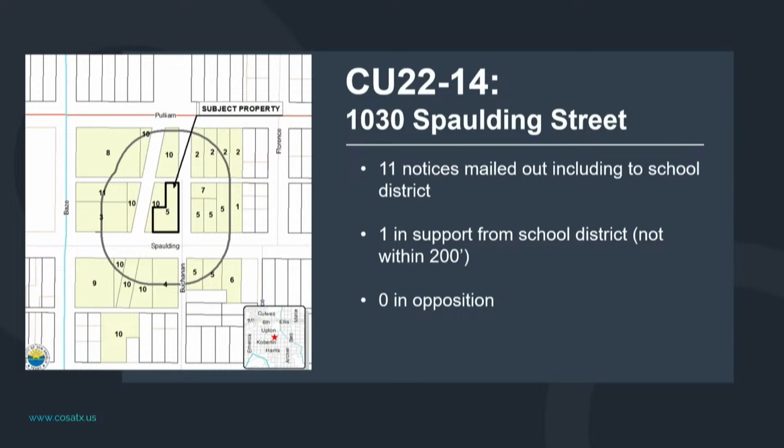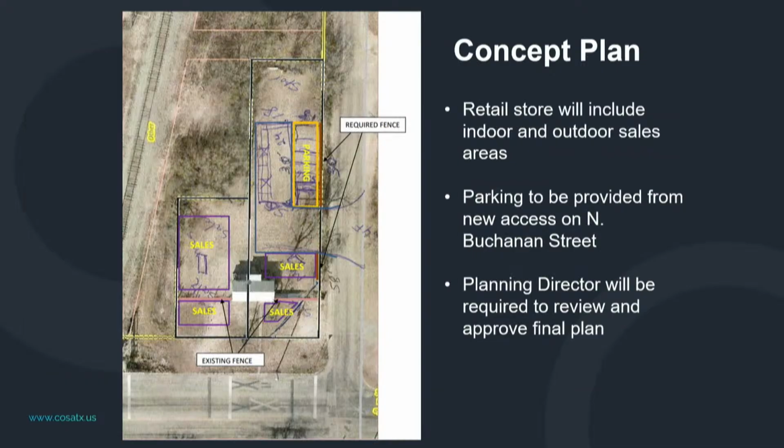Eleven notices were mailed out, one in support from the school district. As part of our new notification standard, we are sending out copies of all notifications for planning cases to the mayor, the council, single-member district council member, and the school district. So I put that there in brackets. It's not within 200 feet. There was no school property, but the district did respond and gave their blessing. So we do have one in support.